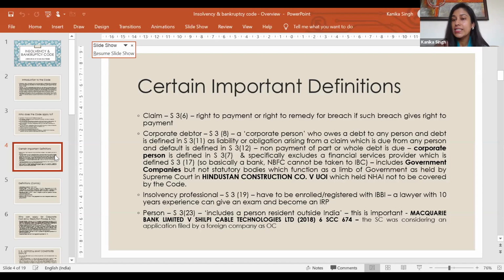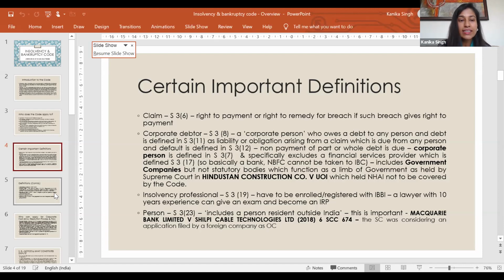The next important definition is person. Section 323 gives a definition of what is a person, and very importantly, it says it includes a person resident outside of India. Why is this important? This is important because this means that an insolvency process can be initiated by somebody who is not a resident of India. So a foreign company can initiate an insolvency process against, say, an Indian company or an entity who owes it a sum of money or a debt and who has defaulted in the same. And that's the judgment of the Supreme Court in Macquarie Bank versus Shilpi Cable when they were dealing with a separate issue.